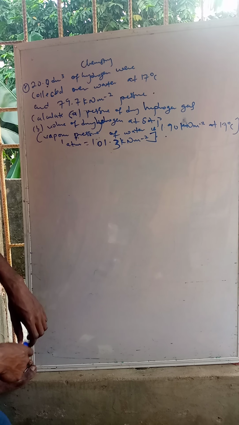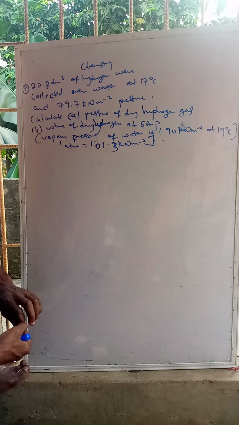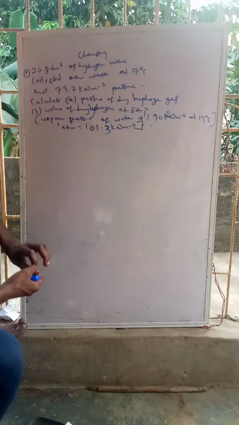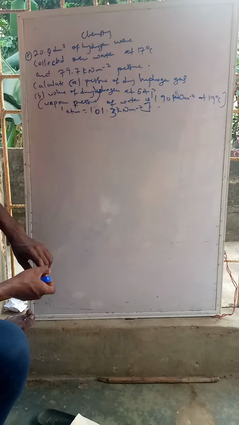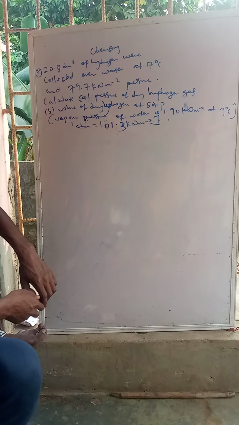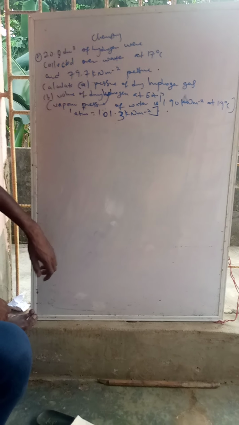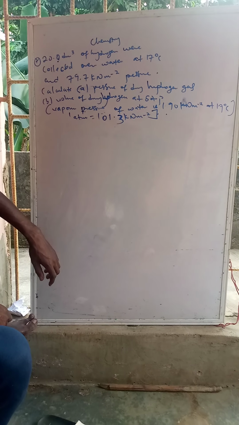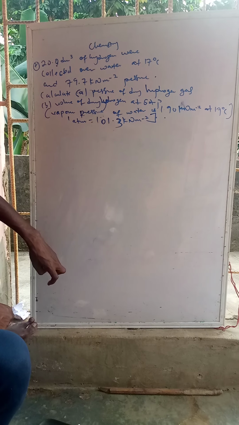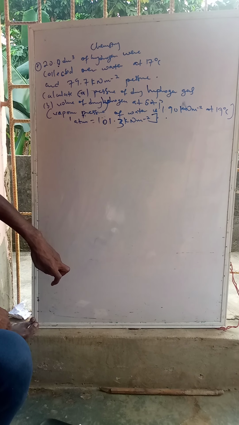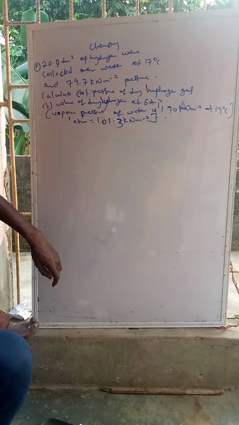From the question here, 20.0 dm cube of hydrogen were collected over water at 17 degrees Celsius and 79.7 kilonewton per meter square pressure. First, calculate 1. The pressure of dry hydrogen gas. 2. Volume of dry hydrogen gas at STP. Of course, STP means standard temperature and pressure.